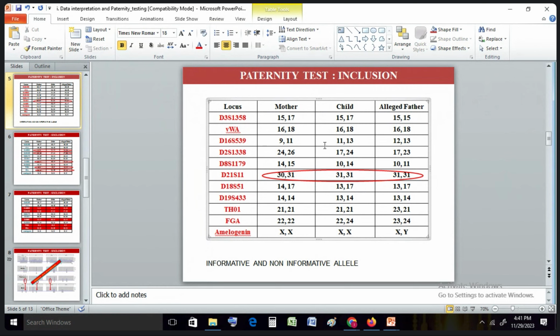It is giving a confusing result. If you take 15 is coming from the mother, it is giving a mismatch. If you take 17 is coming from the mother, it is giving a match. So one time it's giving you a match, one time it's giving you a mismatch. Confusion. Which one you want to take? You cannot take both. So it is non-informative.